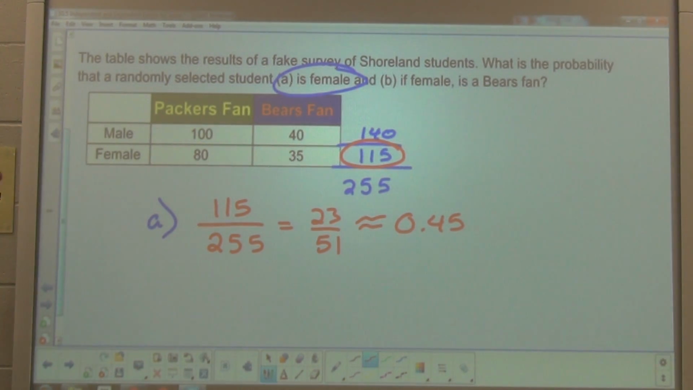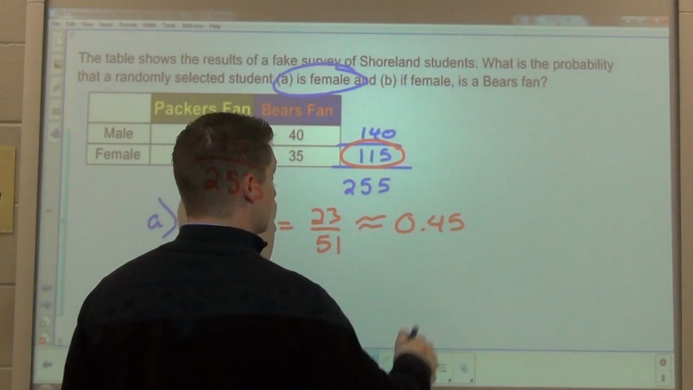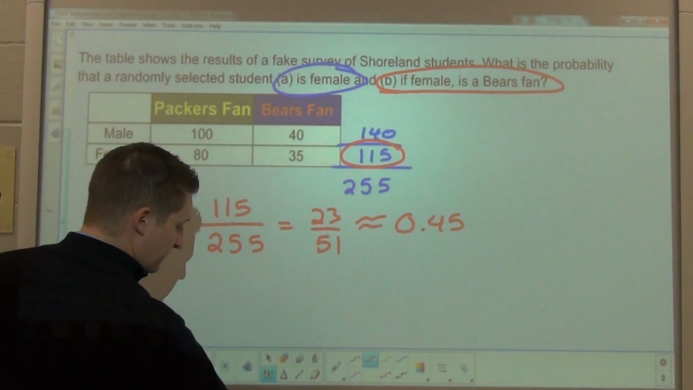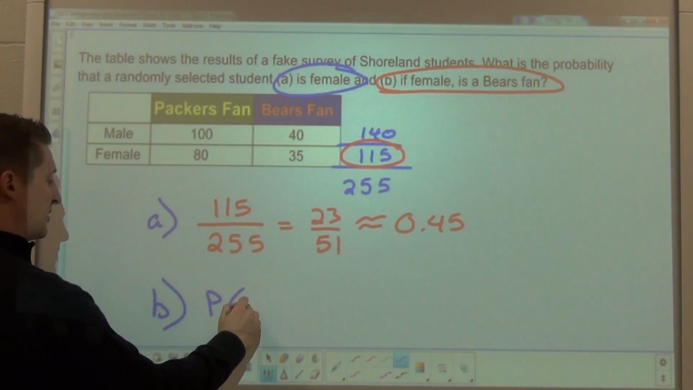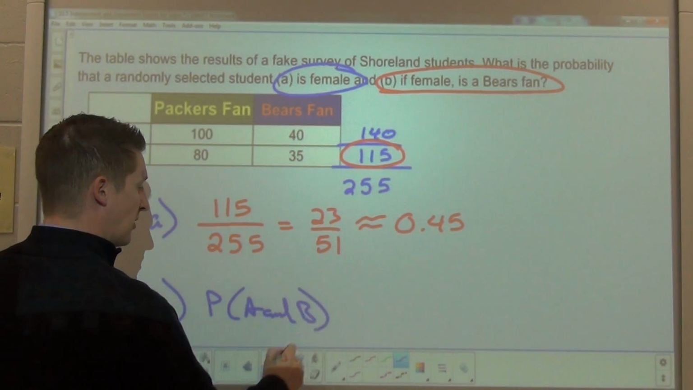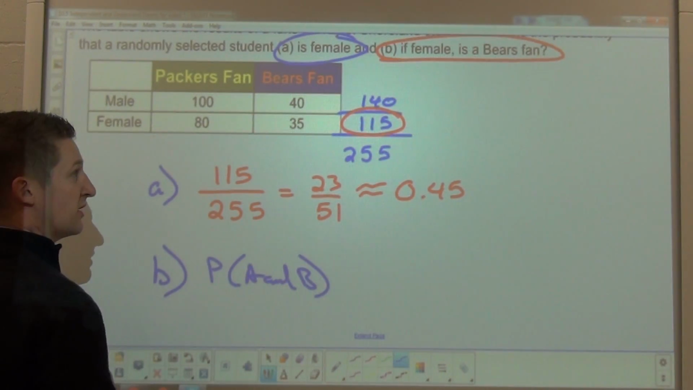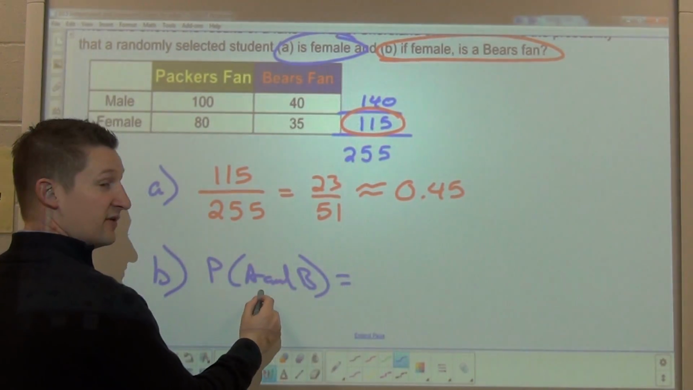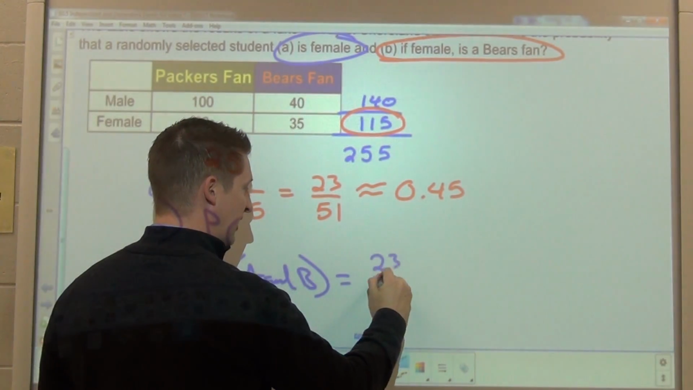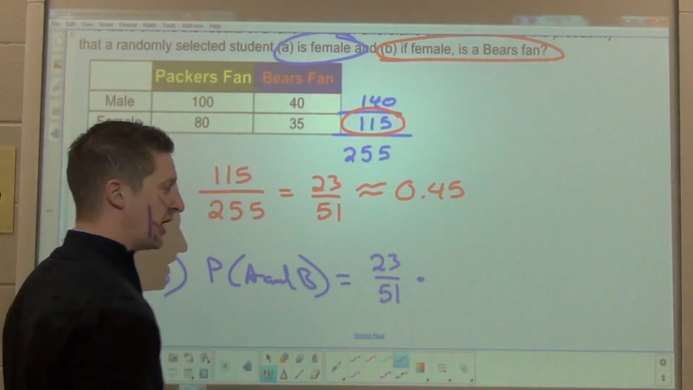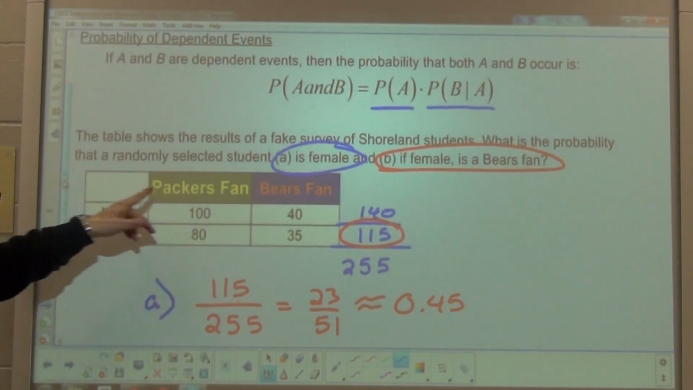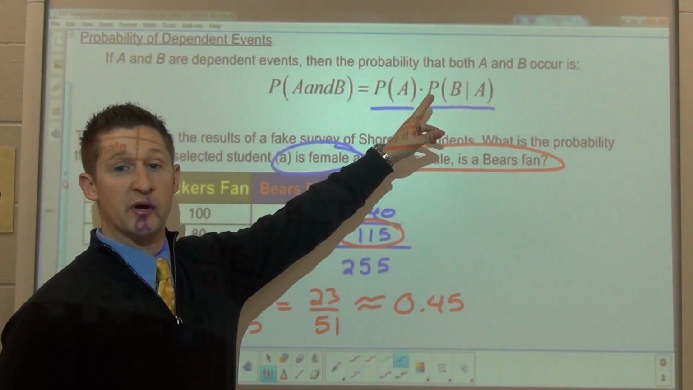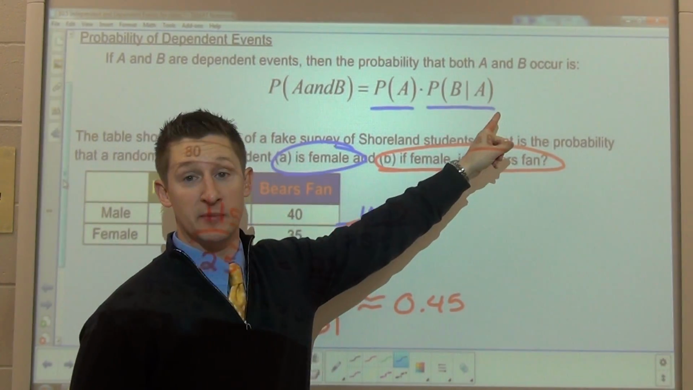But now, I have a conditional probability. If female, what's the probability that this student is a Bears fan? So when I do this, the probability of A and B happening here is the probability that the student is female and a Bears fan. The probability that the student is female, I already knew, so that's the probability of A. I take the 23 out of 51 that I had from the previous problem, but I'm going to now multiply it by the probability of B given A. The probability that my student is a Bears fan, given that they are female.